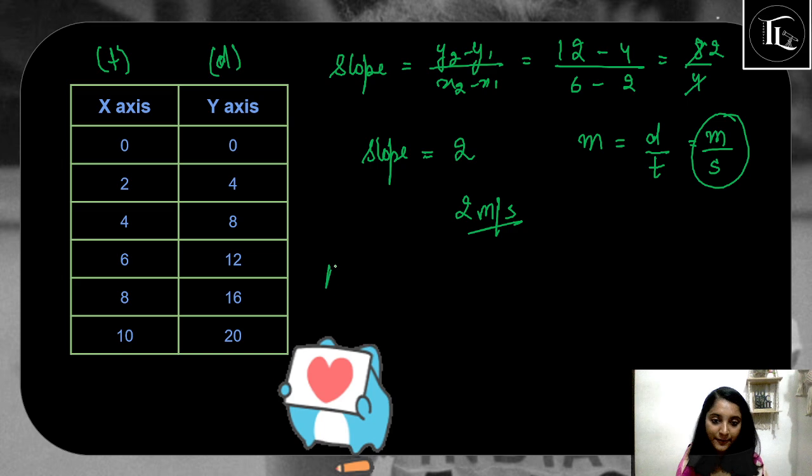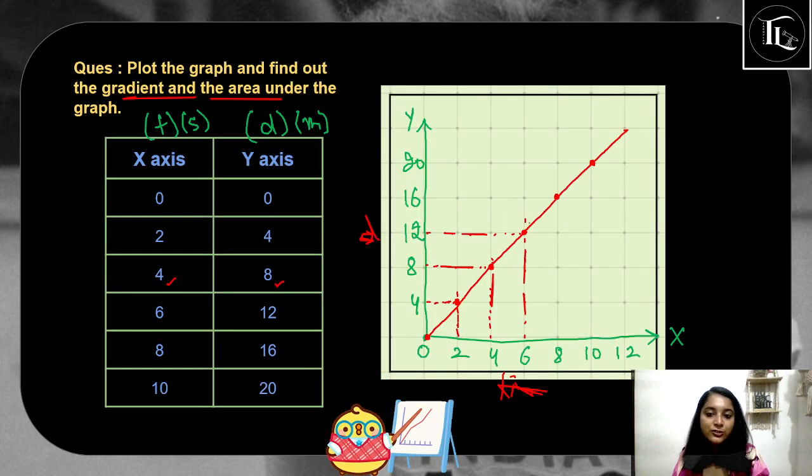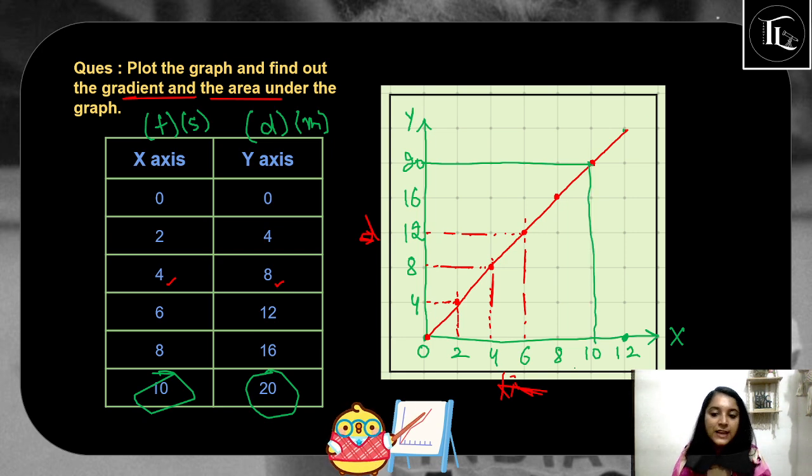Now comes area. So what kind of shape we had? We had a triangle, right? So half into base into height. Base is 10 and height is 20. This is the last point, so I overdid it, you don't need to. So half into base into height. So it is half into 10 into 20.